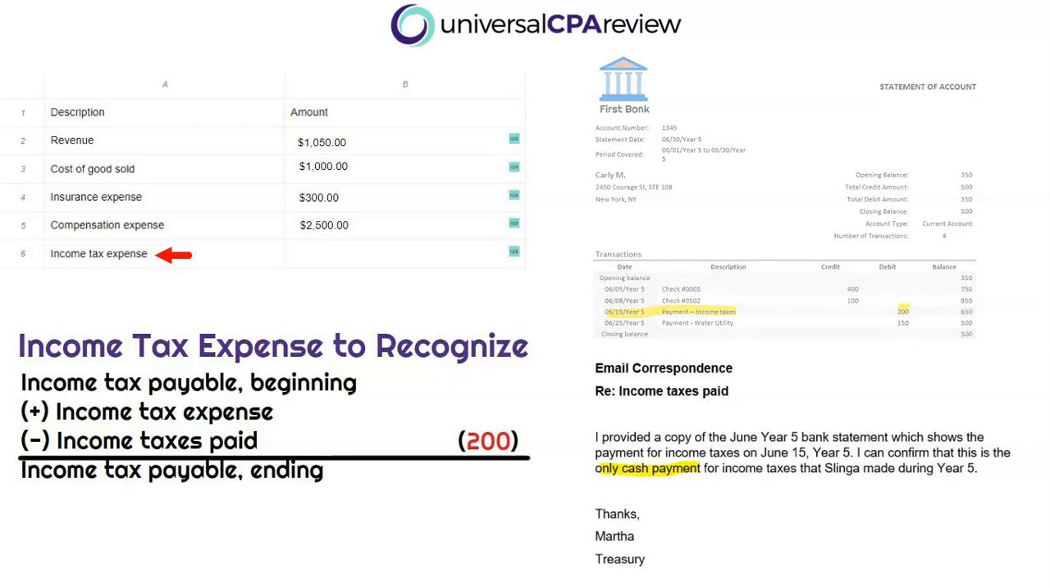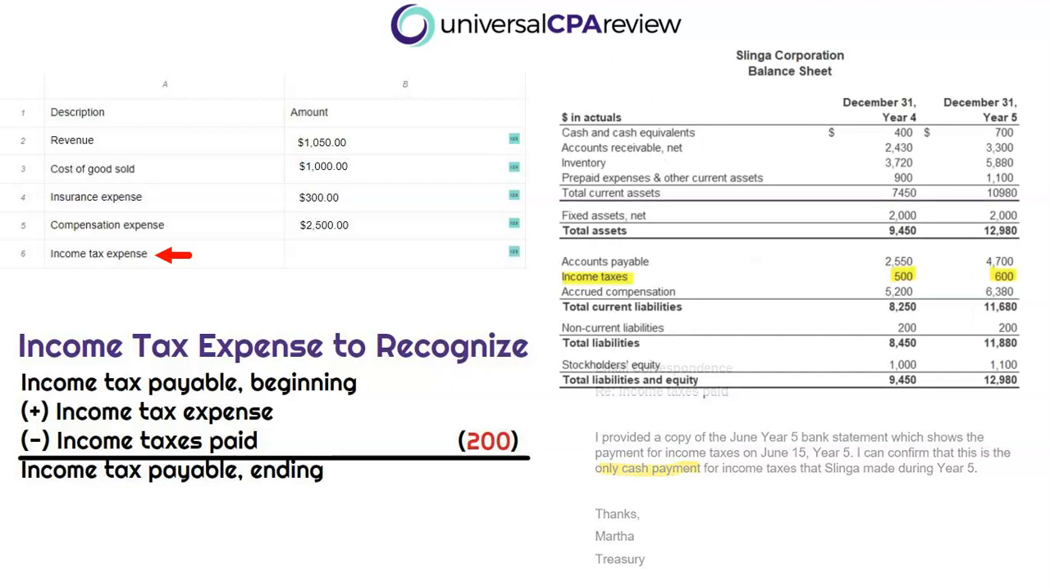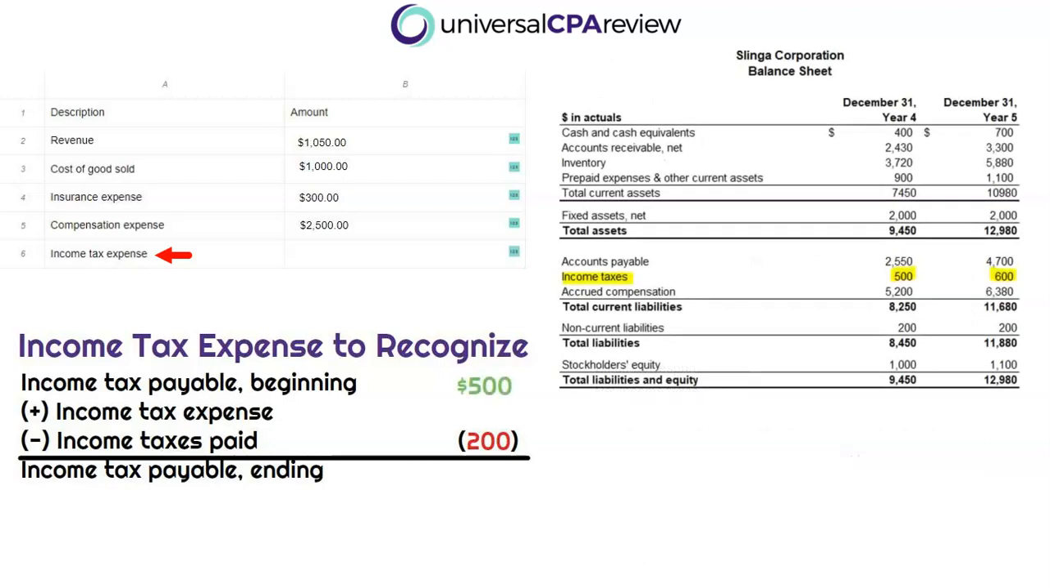So now we're ready to solve that roll forward. So if our beginning balance was $500, we need to solve for income tax expense, and then income taxes paid was $200, and that gets us down to $600. Well, that means we basically are going from $500 to $800. So that means the amount of income tax expense recognized during year 5 will be $300. So plug $300 into the simulation.